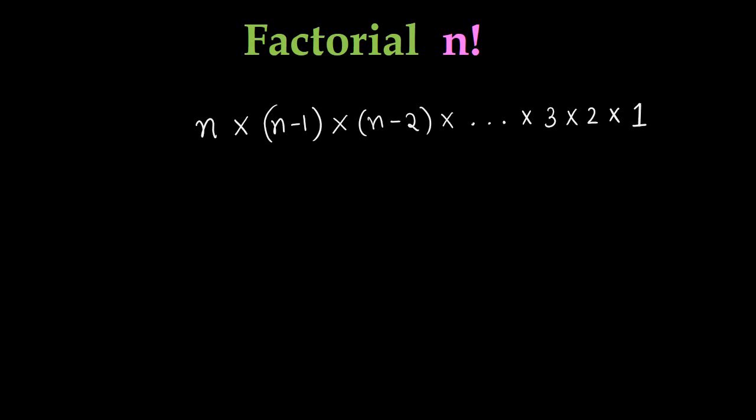Factorial means the product of whatever number is written, times just the number before, times the number before that, times more and more and more, till 3 times 2 times 1. So this is n factorial's formula, or definition, whatever you want to call it.